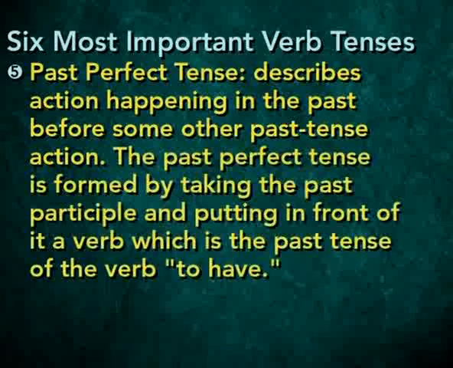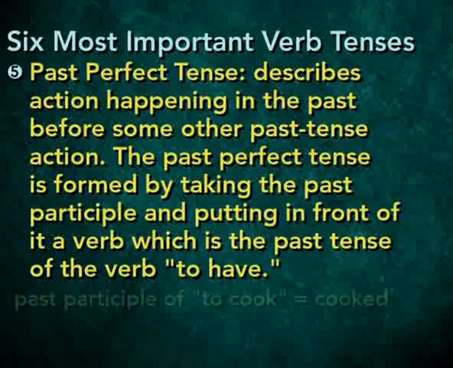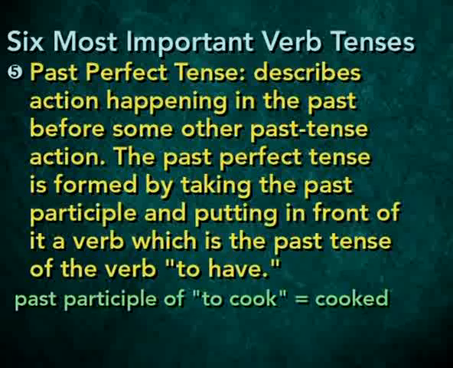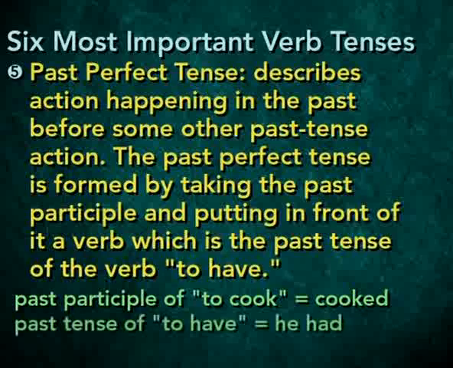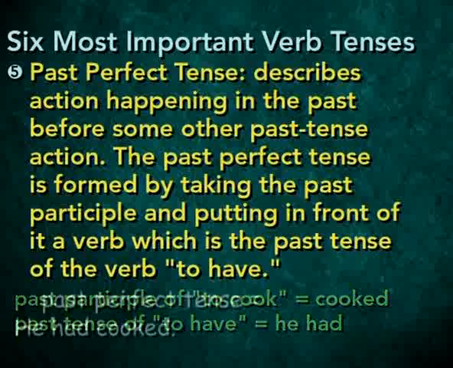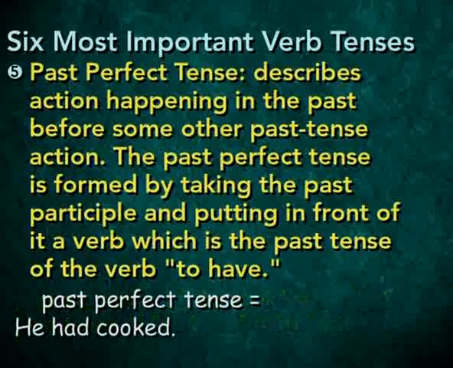Now, the past perfect tense is formed by taking the past participle and putting in front of it a verb which is the past tense of the verb to have. Let's use the verb cook again. Remember that the past participle is cooked. Now, if we want to take the past tense of the verb to have, we might say something like, he had. That's the past tense of the verb to have. And when we tack on the past participle afterwards, we have, he had cooked.